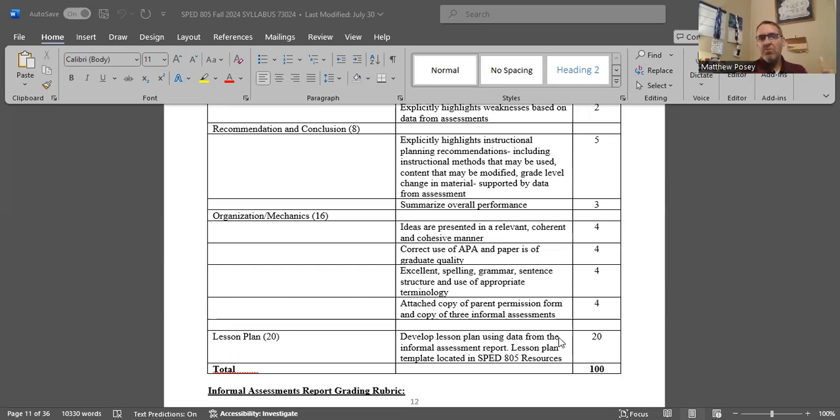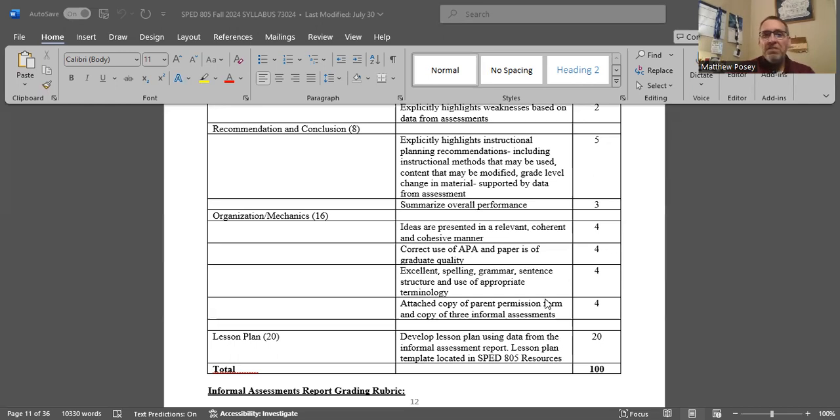So you'll have the report. In addition to the report, you should turn in a copy of the signed permission form, and then also include the lesson plan with the information you have plugged in based on the information you collected during the administration of the informal assessment.